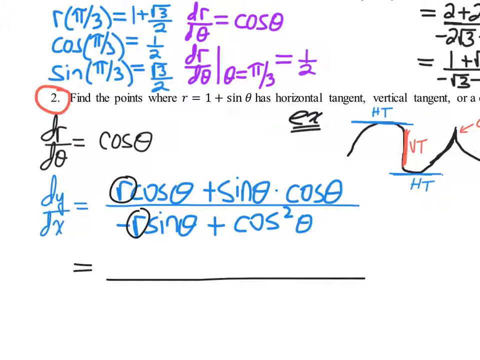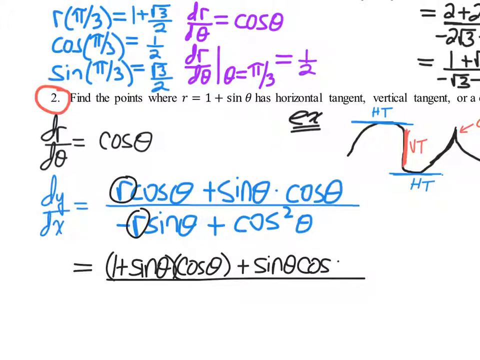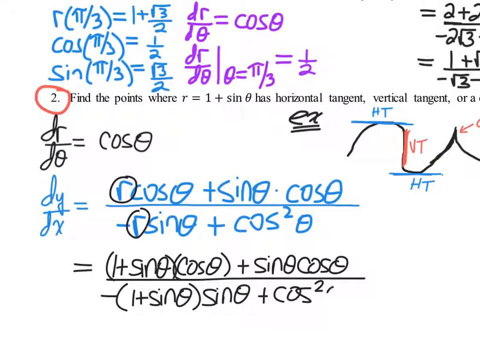So if there's any cleaning that you could do at this point, that's what you'd be looking to do. So look for identities. Sometimes they pop out. You know, I have a cosine squared. I'll be on the lookout for a sine squared because they'll combine to equal a 1. You know, a nice Pythagorean identity. So let's pop in the 1 plus sine theta times the cosine theta plus sine theta cosine theta. Clean that up in a sec. Negative 1 plus sine theta times sine of theta plus cosine squared theta.